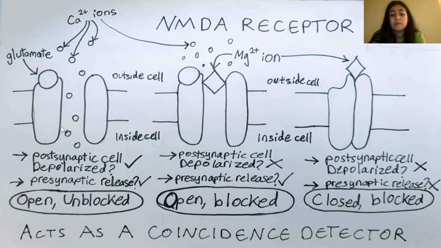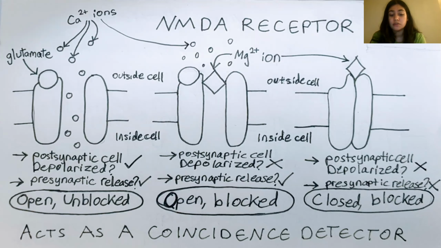So the only time that the NMDA receptor is able to allow calcium ions to flow through it is when the presynaptic neuron is releasing glutamate to open it and the postsynaptic neuron is depolarized, just before or during an action potential. This is why the NMDA receptor is considered a coincidence detector. It detects simultaneous activity in the presynaptic and postsynaptic cells.